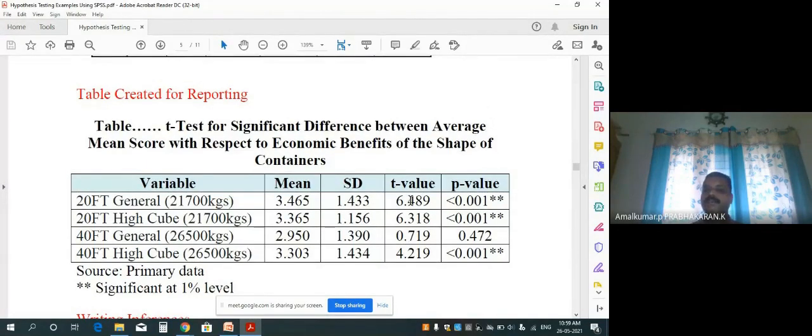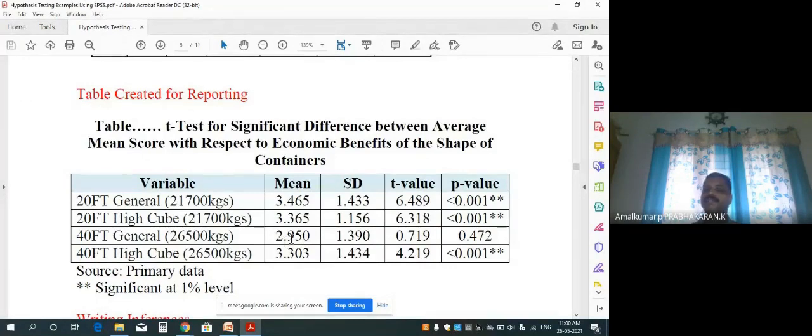There is no separate interpretation for the t-value in the thesis, but if we get a large t-value, the deviation between the sample mean and the hypothesized population mean is very high. If the t-value is comparatively less, the deviation is very minimal. If we check the third item, the 40-feet general type of containers, we got a mean value of 2.95, which is about equal to the value 3.